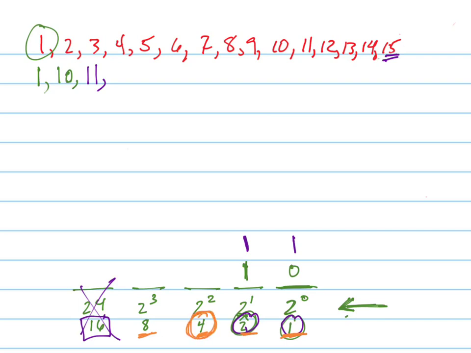I need 4, right? And how many 4s do I need? 1. I need 1 of those. And how many of the 2s do I need if I have a 4? 0. And how many of the 1s do I need if I have a 4? 0. So my number is 100.